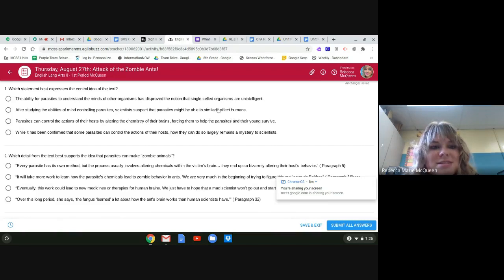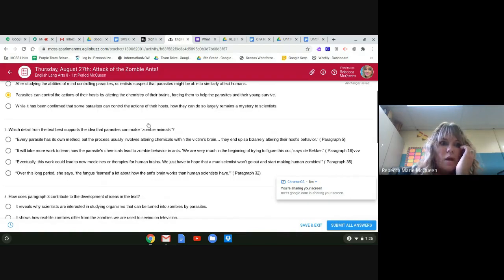All of these sentences were in the article, but only one of them is what the article is all about. What was this article all about? It was about all of the different types of parasites that can control the chemistry of their hosts' brains, and it's all about survival. Therefore, this one is the correct answer. Parasites can control the actions of their host by altering the chemistry of their brains.